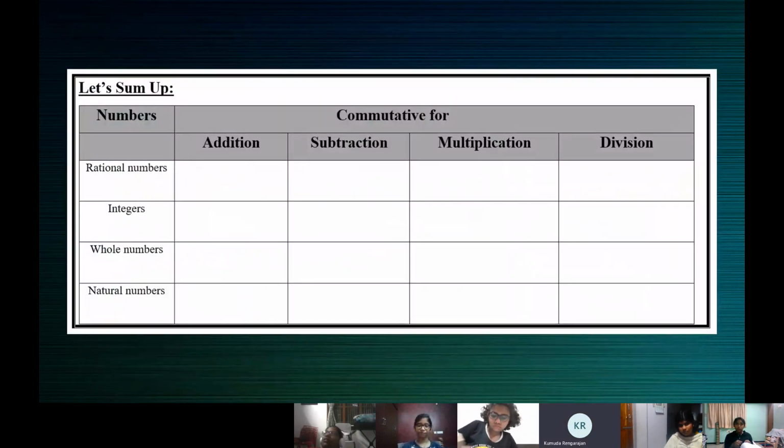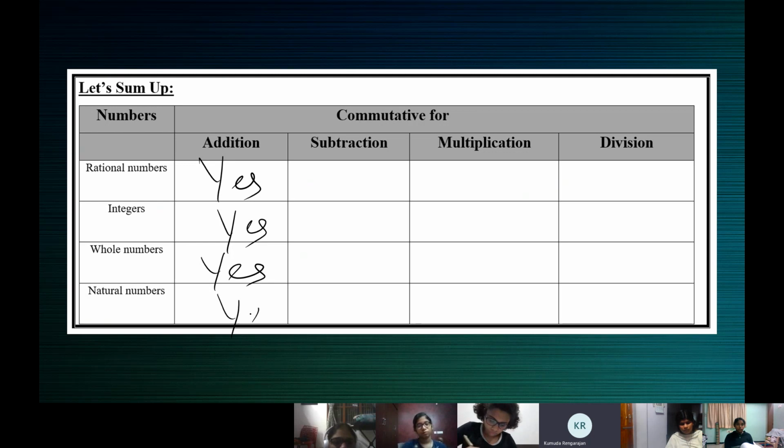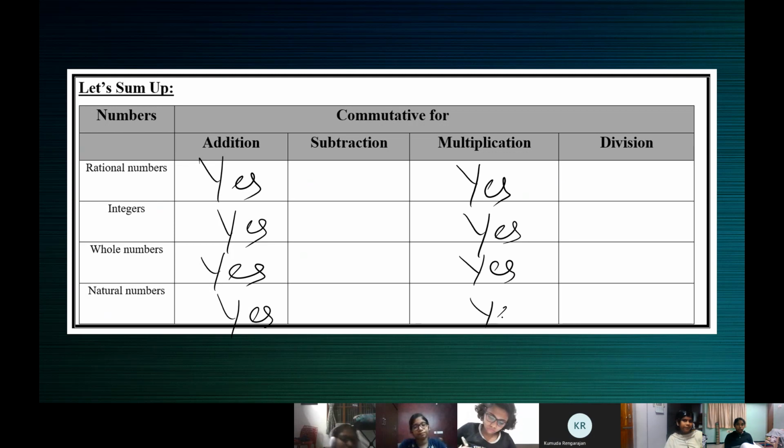Commutativity. Same thing. Commutativity is also similar to associativity. Addition, always yes. If you change the order, you'll get the same answer. Addition, multiplication, always yes. Subtraction and division, always no.